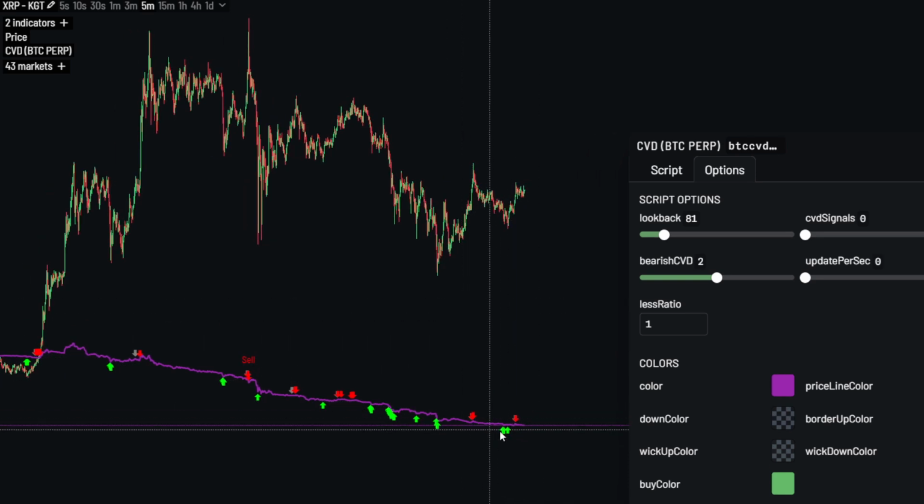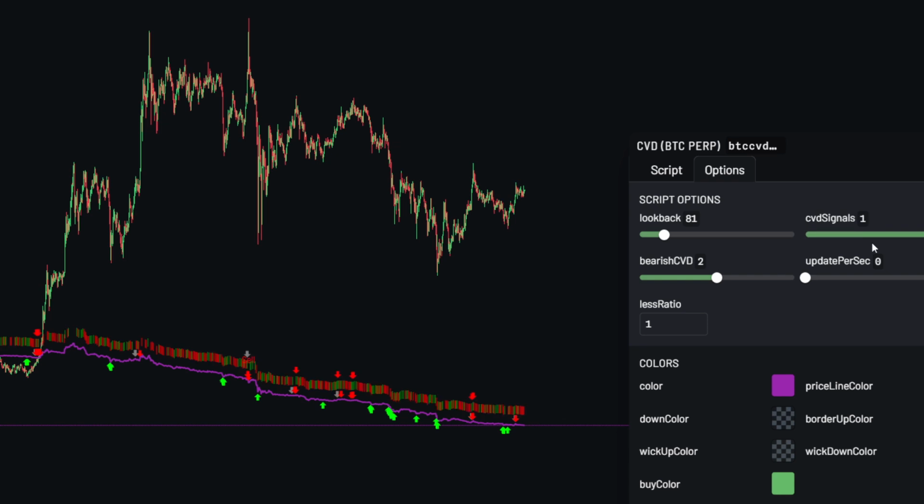You have to always read the final signals, get the signal sell or buy, and find the divergence or the convergence, and then you are set up already with the CVDs for confirmation.